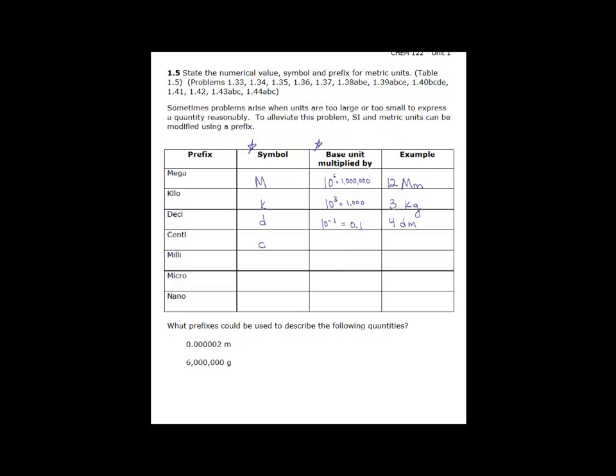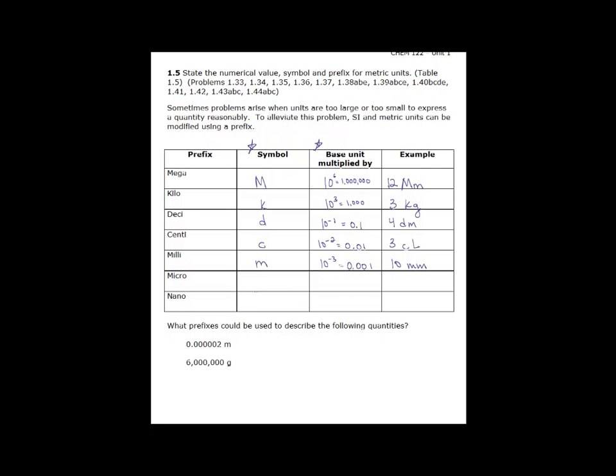Centi, 10 to the negative 2. 0.01 is the multiplier. So you've probably heard of centimeters. An example would be 3 centiliters. The abbreviation for liters is a capital L. Okay, milli is 10 to the negative third. That's 0.001. And an example is 10 millimeters.